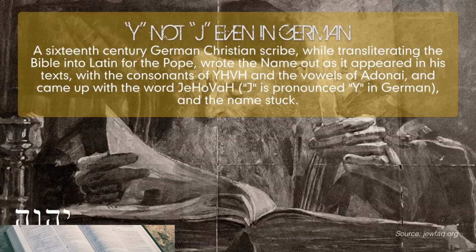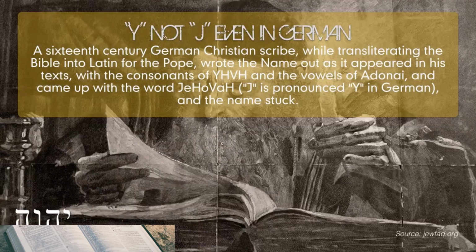A 16th century German Christian scribe, you mean Pharisee, because Christian scribes are many times Pharisees too, as they infiltrated the church a long time ago, actually really from the beginning. While transliterating the Bible into Latin for the Pope, wrote the name out as it appeared in his texts with the consonants of YH, VH. Again, the V is wrong too. And the vowels of Adonai, and came up with the word Jehovah.